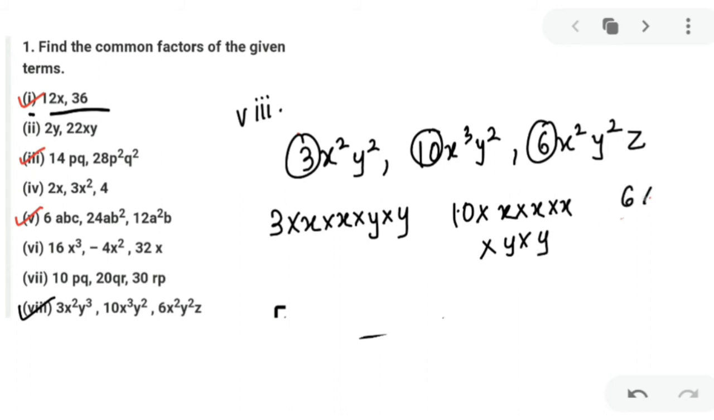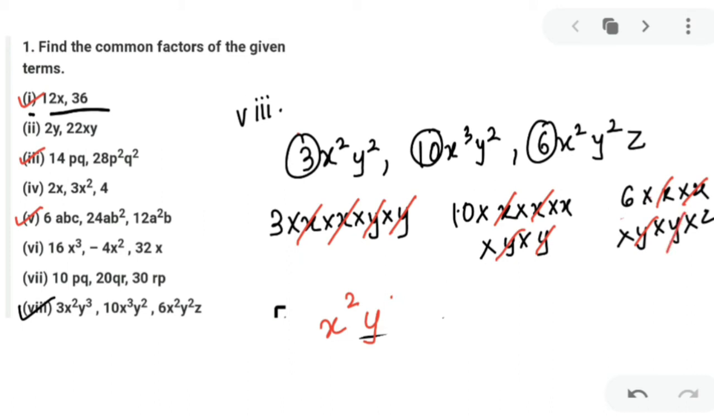And what about 6? 6 you can put it 6, x for 2 times, y for 2 times and z. Yes, my dear kids, are you getting my point clear? Now let's see what all things are common from here. X is common, put it out. Another x is common, yes. Y is common, another y is common. So what is the common factor? X square, y square. Got my point clear?